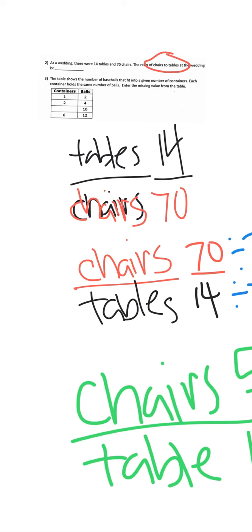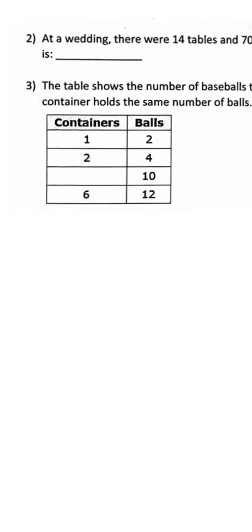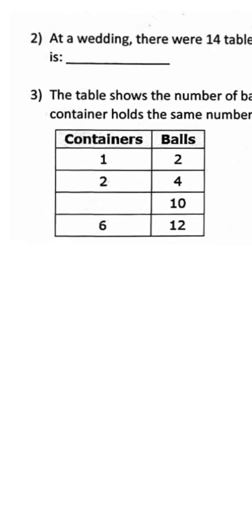I'm just gonna work out one more for you guys. All right, so this last question is the table shows the number of baseballs that fit into a given number of containers. Each container holds the same number of balls. Enter the missing value from the table. So we have this table here, and we're just trying to figure out what that missing value is.